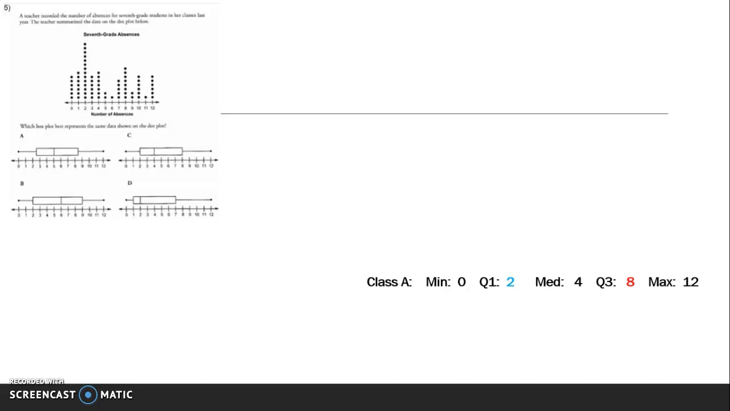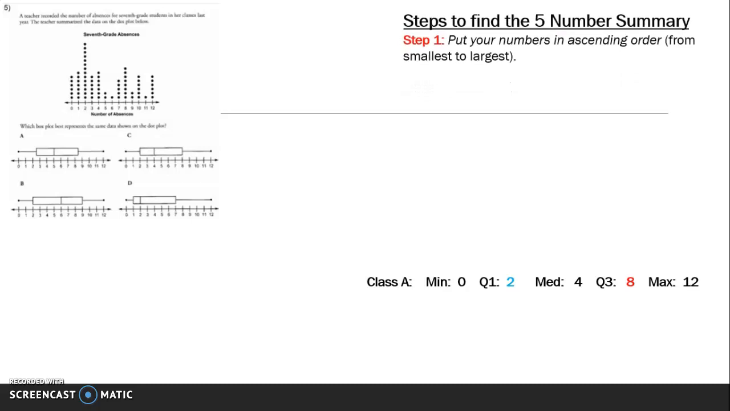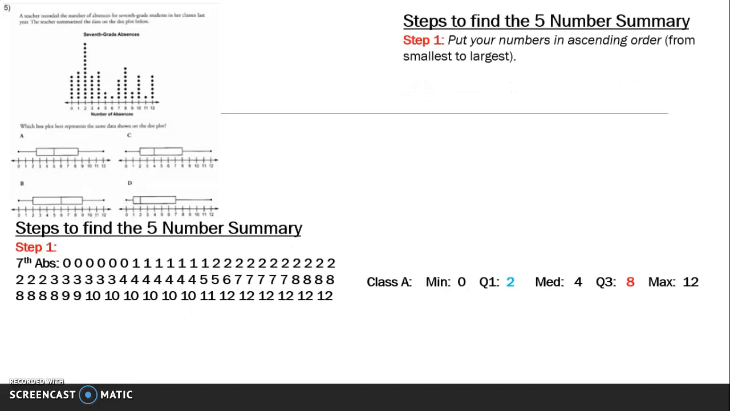The first step, of course, is always to put your numbers in ascending order. We practiced that yesterday. Once you put them in order, then you have to find your minimum, your maximum, and your median. Those are the easy ones. Minimum is the smallest value, maximum the largest value. For the median, you have to go one by one until you get to the middle.